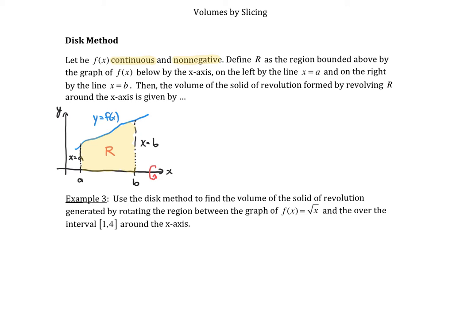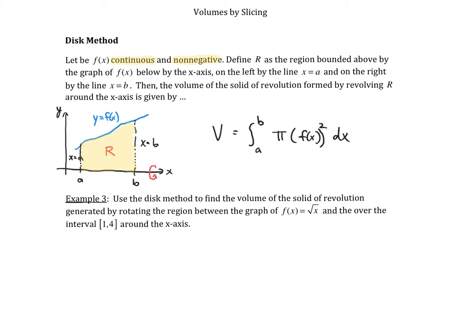So if we have this type of situation, then the volume of the solid of revolution formed by rotating this region R around the x-axis is given by the following formula. The volume is going to be equal to the integral as x goes from a to b of pi times f of x squared dx. So this is our volumes by slicing formula using the disk method.